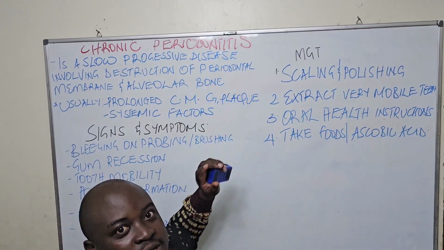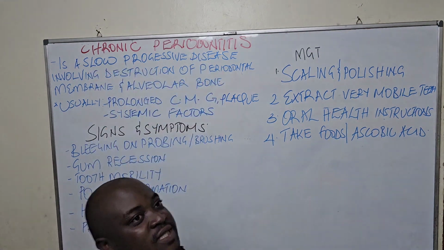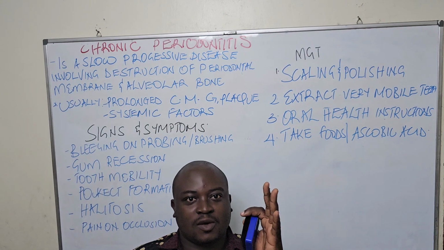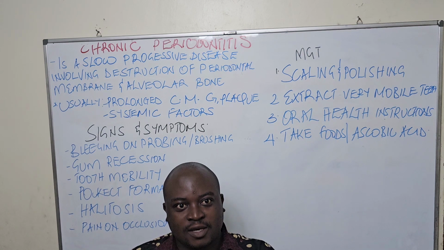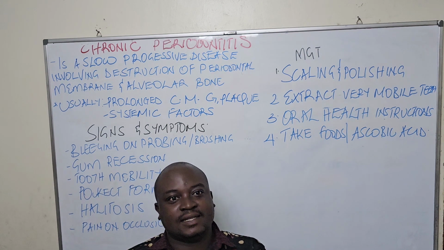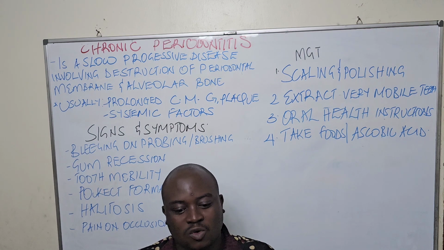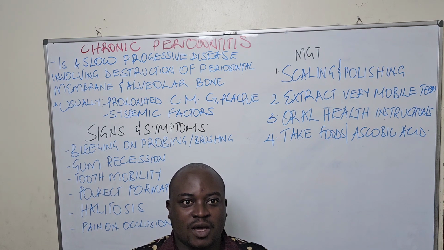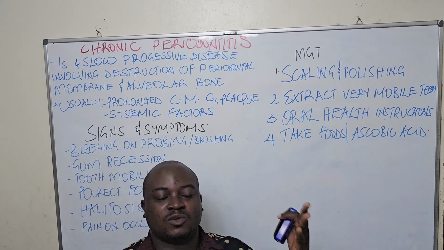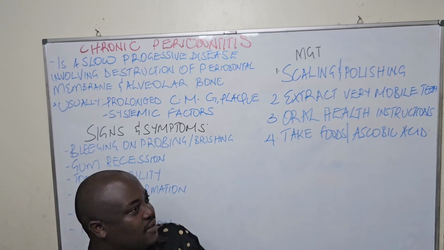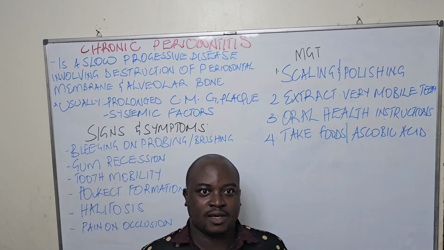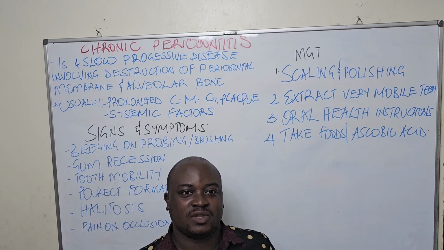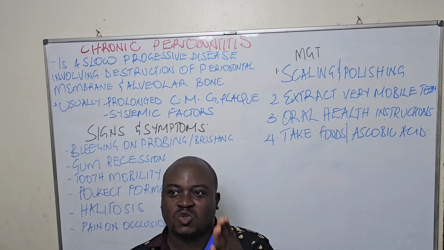So today we are going to talk about chronic periodontitis. Following our previous videos, we've been talking about chronic marginal gingivitis, which we talked about as the disease of the gum, or what we called gingivitis. We also had another video about the alveolar bone, the bone which supports the tooth, and the ligament which supports the tooth and attaches it to the alveolar bone. We called it the periodontal ligament.